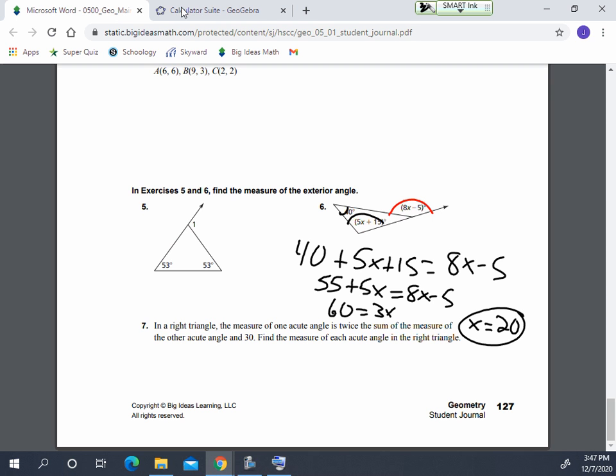Okay, we're not done. It did not ask us to solve for x. It asked us to find the exterior angle, which is what I have in red here. So if I know that x is 20, we have 8 times 20 minus 5. 8 times 20 is 160. Minus 5 is 155. Okay, good. Last one, last problem.